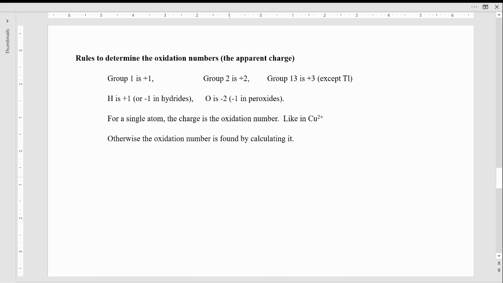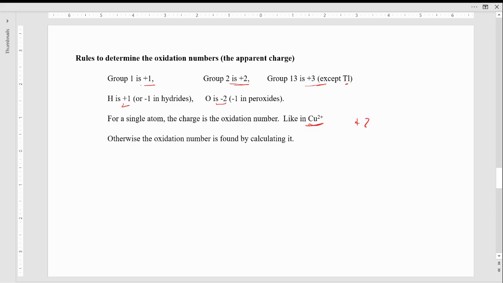You have to be able to determine oxidation numbers. There are some rules for these. Group 1, the first column of the periodic table, is always a +1. The second column is always +2. The third column or group is a +3, except for thallium. Hydrogen is usually a +1. Don't worry about hydrides right now. Oxygen's usually a -2, -1 in peroxide, so don't sweat that too much. And because the charge always adds up to the oxidation number, if you have a single atom, then the charge is the oxidation number. So copper 2 positive is an oxidation state of +2.